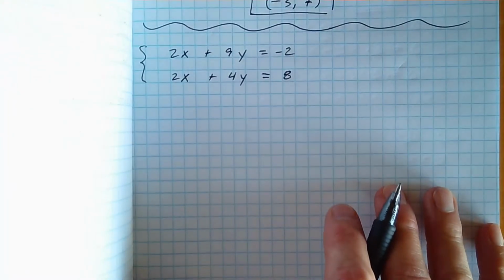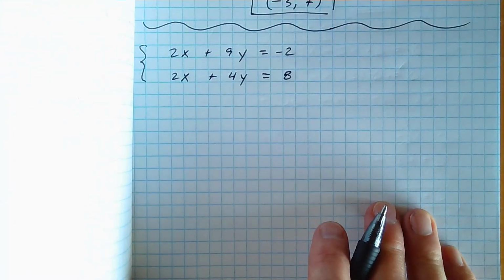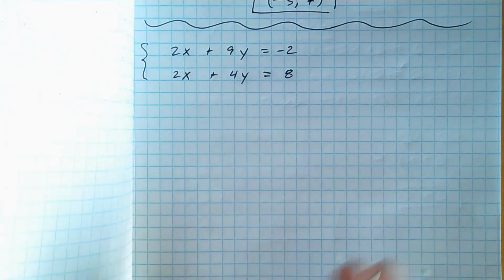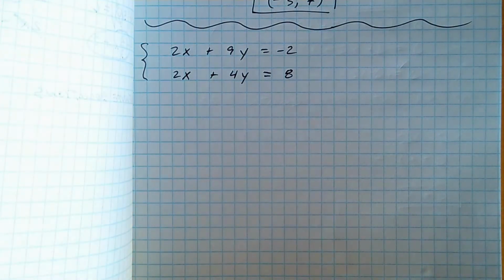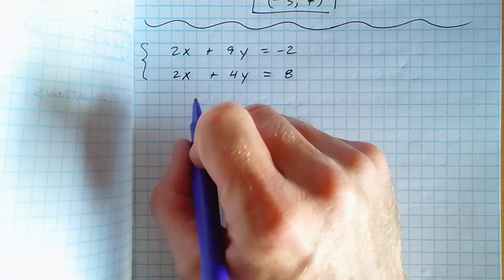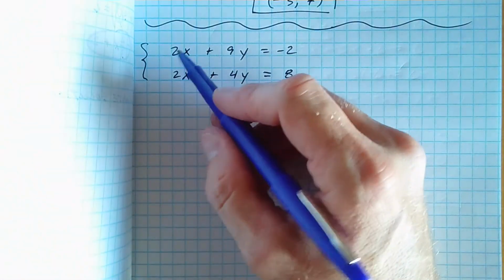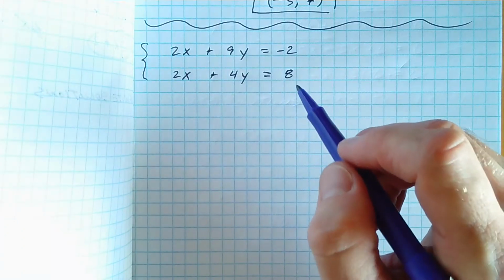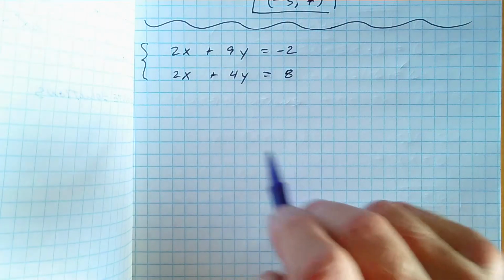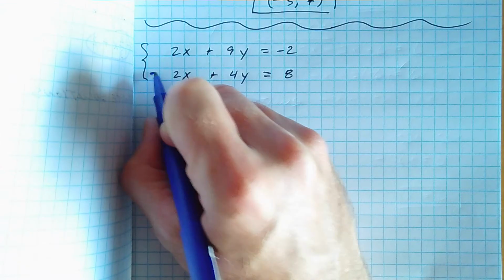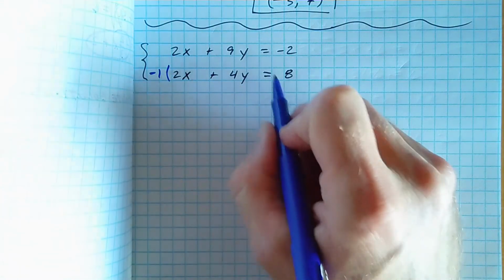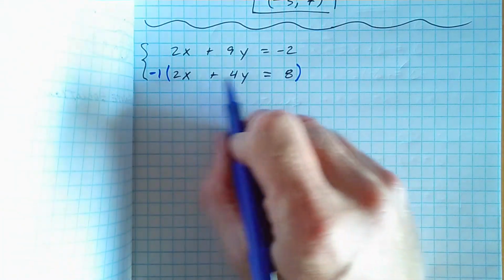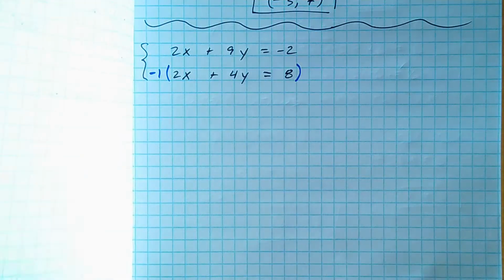All right, this is going to be our next example. You can see we have 2x plus 9y equals negative 2, and 2x plus 4y equals 8. In this case, I can't just add these together, because if I do, I'll get 4x and I'll get 13y, and that's not going to work for us. All right, so what I'm going to do to fix that is I'm going to multiply this bottom equation by negative 1. I'm going to multiply everything by negative 1.